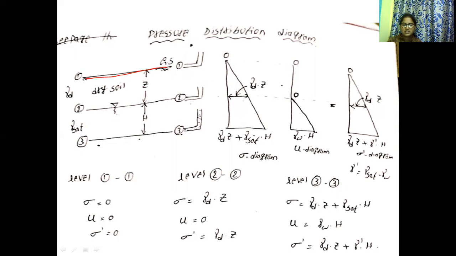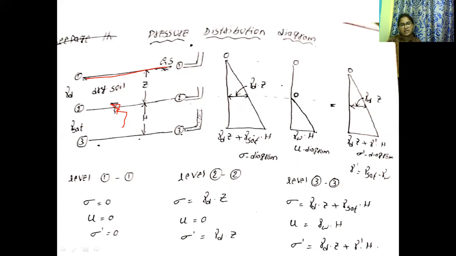The water table is at the second layer, at a certain particular depth Z. So the water table will be here. Below the water table, the soil will be in saturated condition, that's why here we have gamma sat. The first layer will be only in dry condition. This is the condition 1 model diagram.